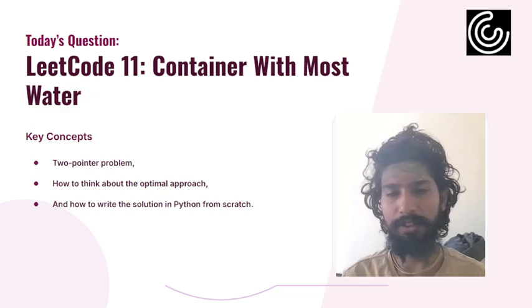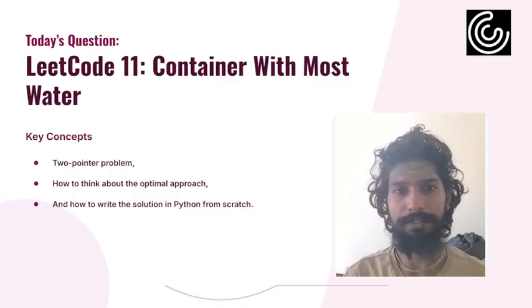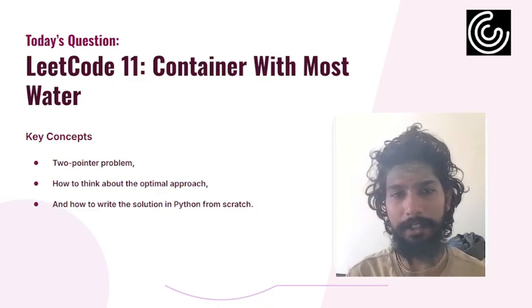Today we are solving LeetCode problem 11, container with most water. This is a very important two-pointer problem, and the key challenge is understanding why moving a pointer always makes sense. Let us understand the problem first.